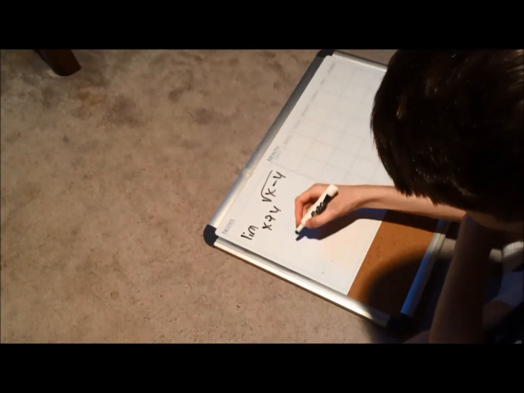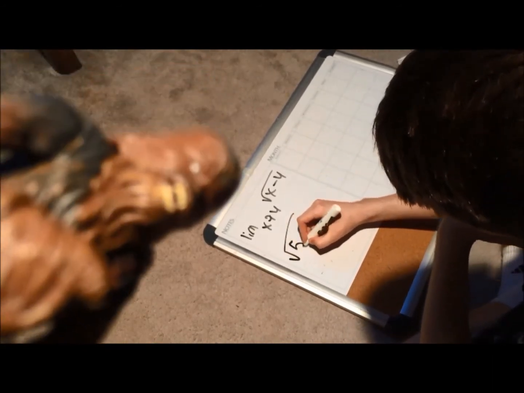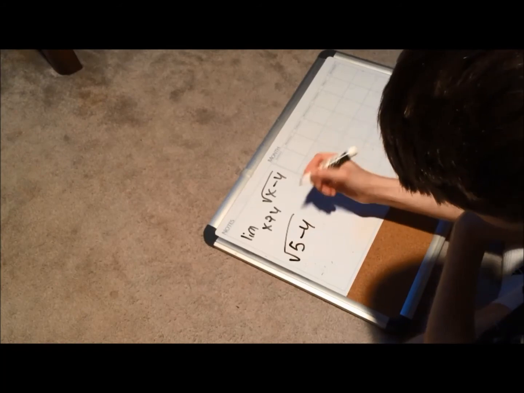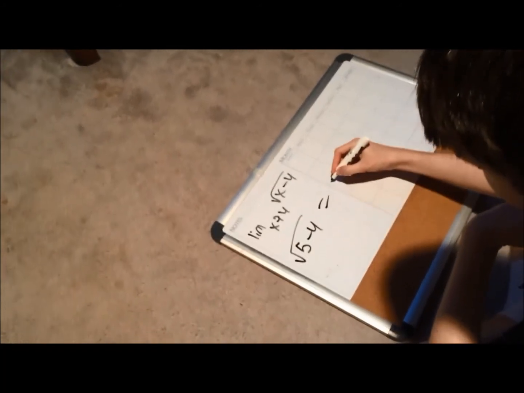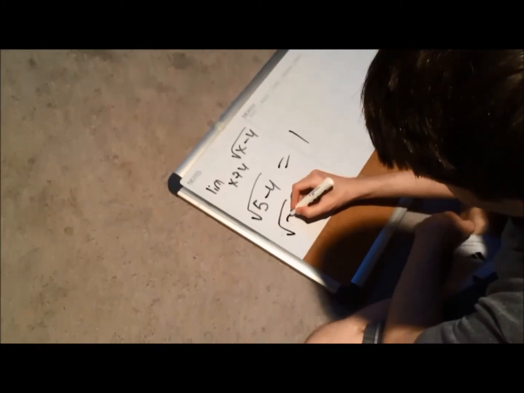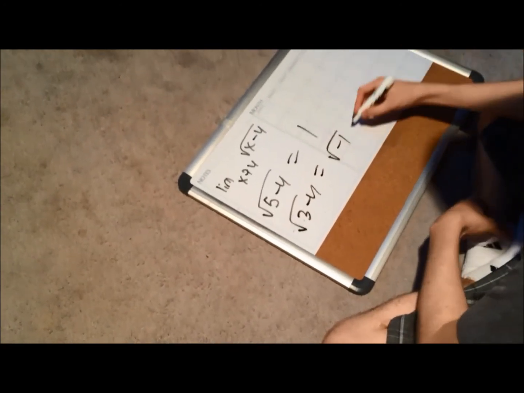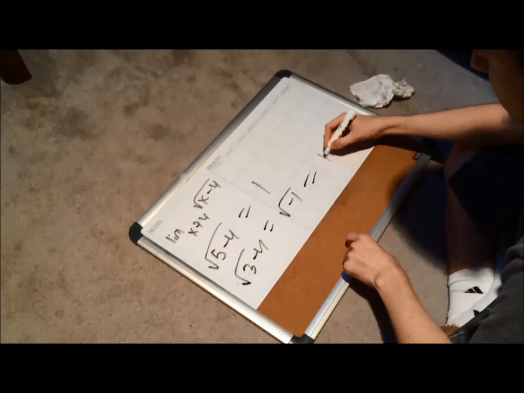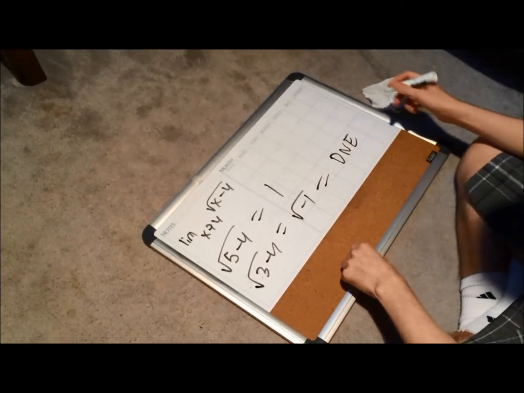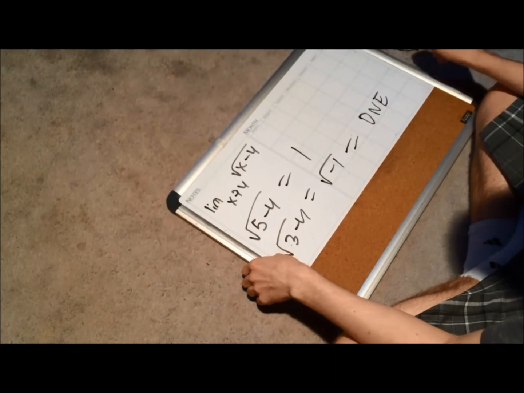First, we'll plug in the 5. So our equation becomes the square root of 5 minus 4, which turns into the square root of 1, rather simple. And from the left, it would be the square root of 3 minus 4, which turns into the square root of negative 1, which, for our purposes, does not exist. So it does not work from both sides, and therefore the limit will not exist, because the left limit does not equal the right limit.